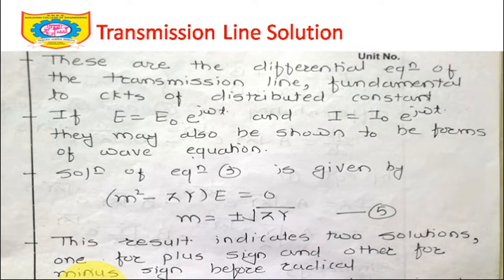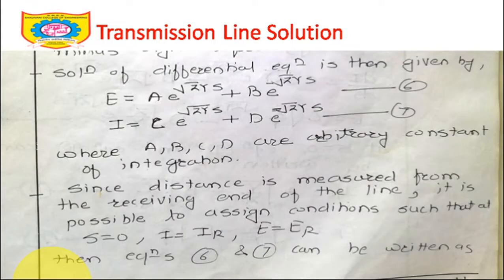So let's solve this expression, and what is the final equation we got? Let's write it. The solution of the differential equations is then given by E is equal to, instead of C1 and C2, I am now representing them with A and B. A and B are arbitrary constants. So E equals A e raised to plus root ZY into s, plus B e raised to minus root ZY into s. What is s? We already talked about it. S is the length of the transmission line which we have taken from the receiving end to the point of observation or the point of interest.